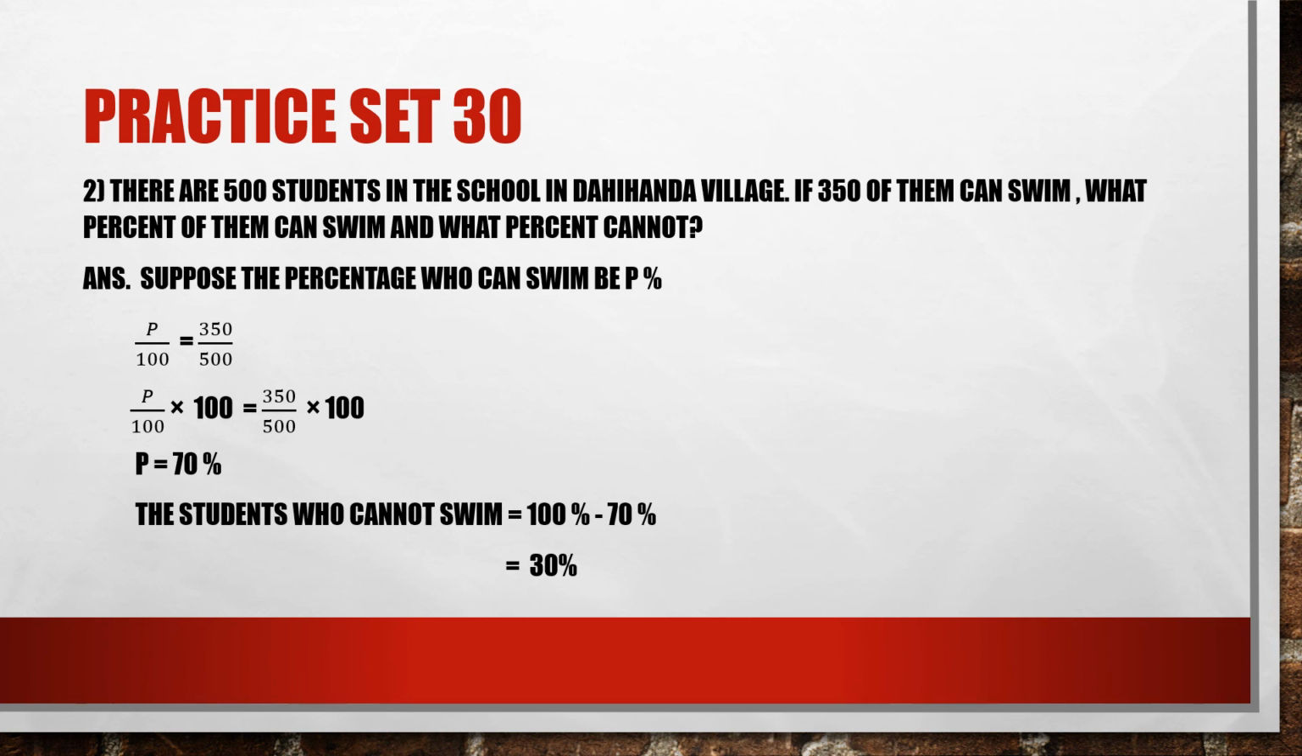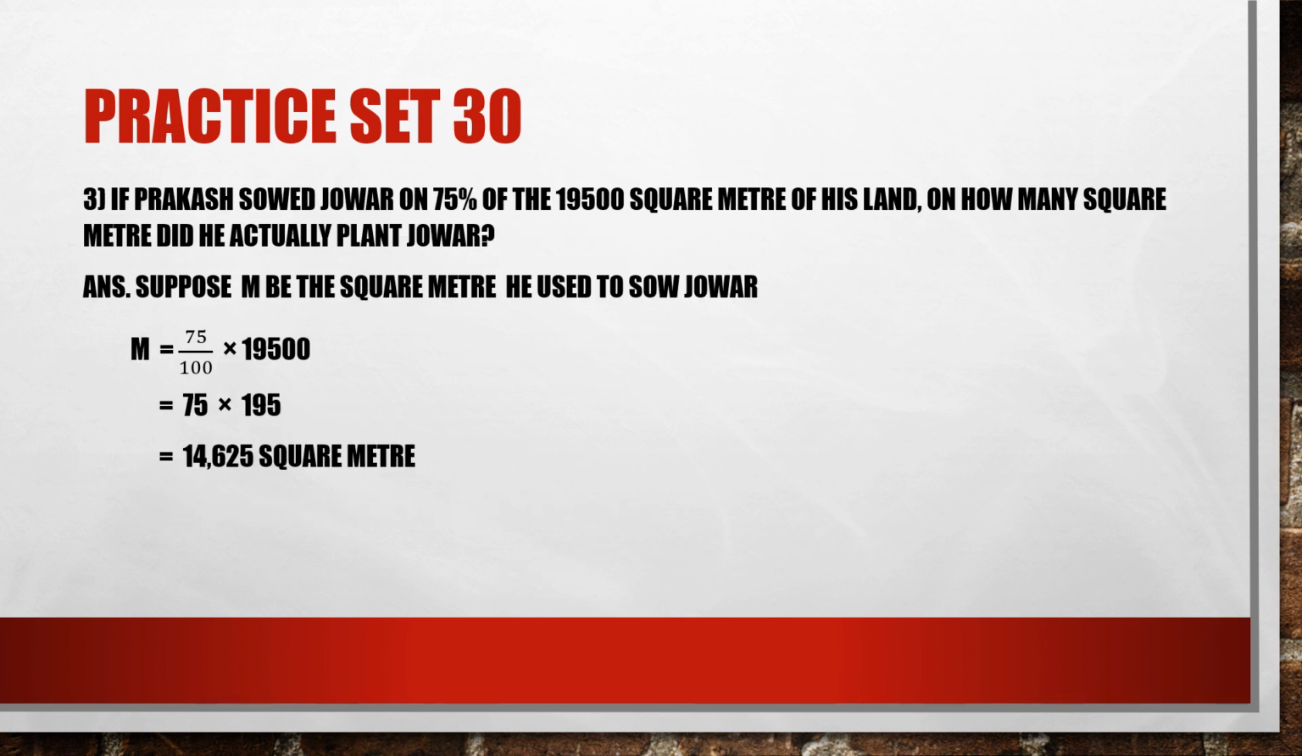So multiply by 100 on left hand side and right hand side. So this 100 and 100 gets cancelled. We're just left with 350 upon 500 into 100. Again, if I cancel these zeros, you get 350 upon 5, which is 70%. So this was the percentage who can swim, 70%. So how many percent cannot swim? That is 100 minus 70, which is 30%. Correct? So 70% can swim, and obviously 30% will not be able to swim. Let's go to the next sum.